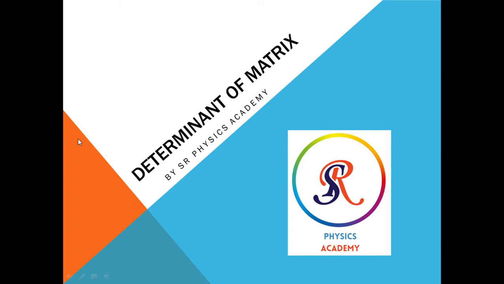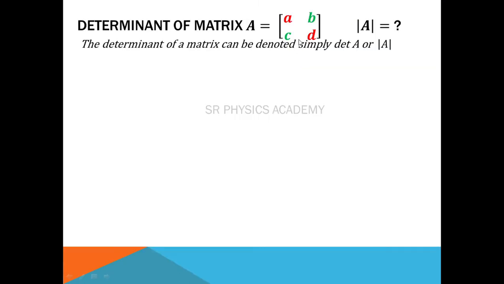Today we are going to discuss the determinant of a matrix. How to find the determinant of a matrix? Let A be the matrix. This is a 2 by 2 matrix, 2 rows and 2 columns. Then the determinant of the matrix A is denoted by det A or like this.